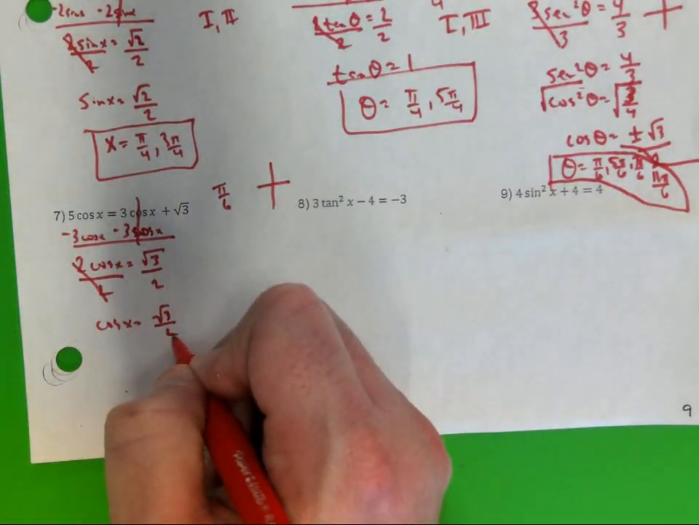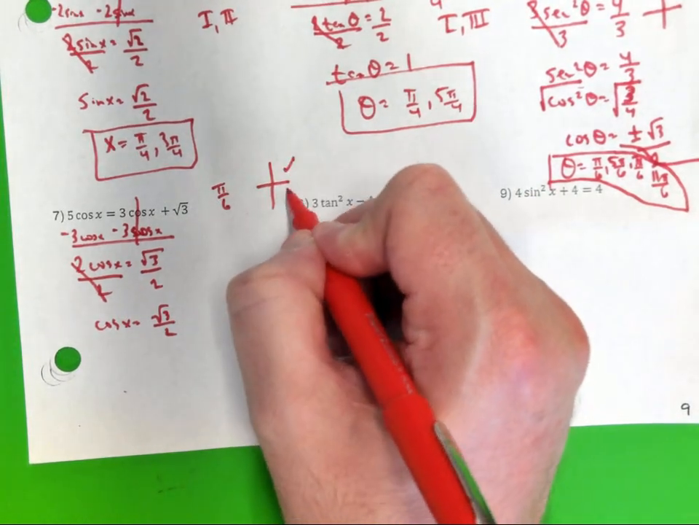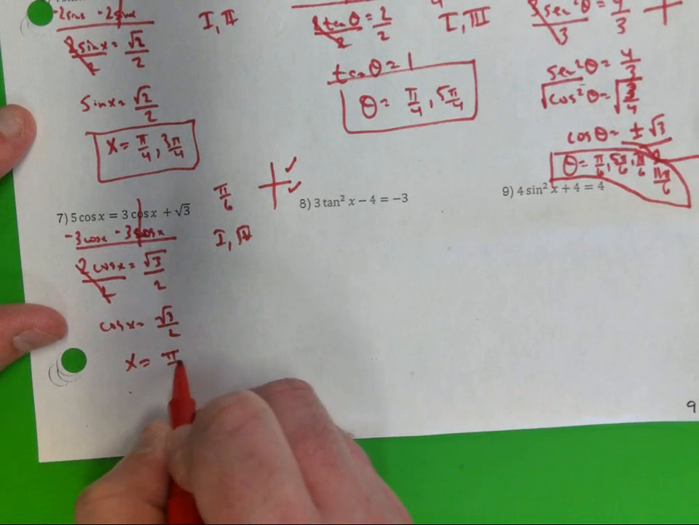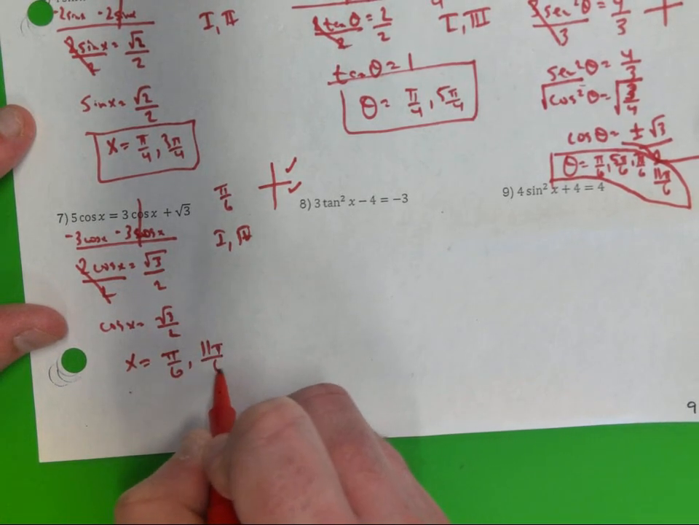Your cosine is your x value. It's positive. That's in quad 1 and quad 4. So I'm looking for the members in quad 1 and 4. Well, I know in 1 it's pi over 6, and in quad 4 it's 11 pi over 6.